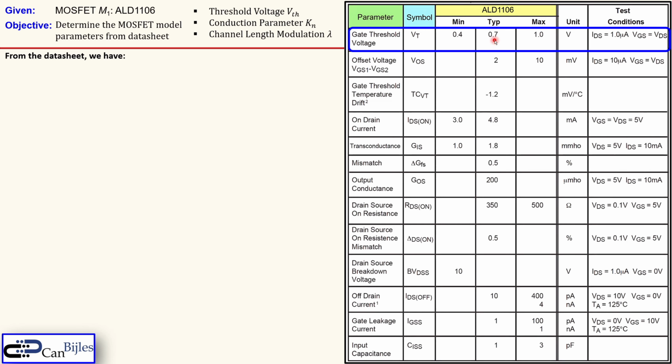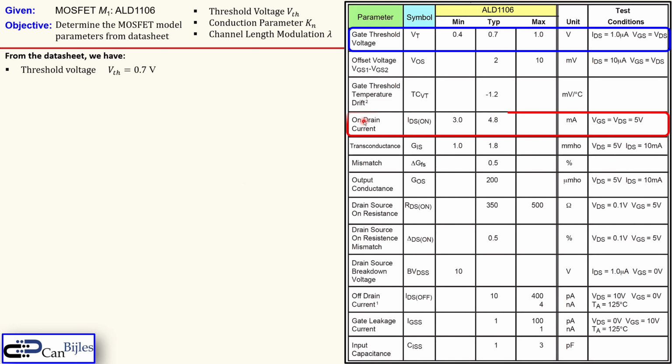Typically it is 0.7, but it can also be a minimum of 0.4 and a maximum of 1. So the specifications are given here in some range. We will use the typical value of 0.7 as our threshold voltage. And our symbol is different from the symbol in the datasheet, so be careful about that. We use VTH here, and they are using a capital V with subscript T.